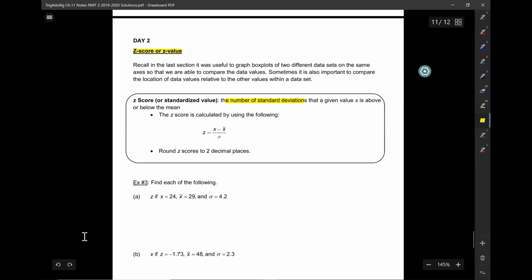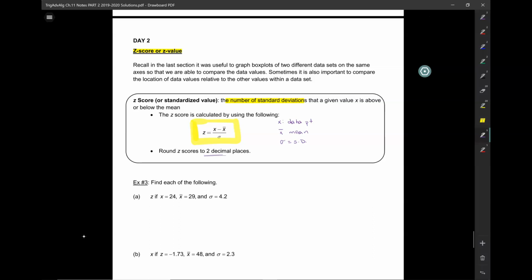The z-score is calculated using this cute little formula right here. z is the z-score, and it's x minus x bar, over sigma. So x is your data point. Remember, x bar is the mean. And then the sigma here is the standard deviation. And we have to round z-scores to 2 decimal places.